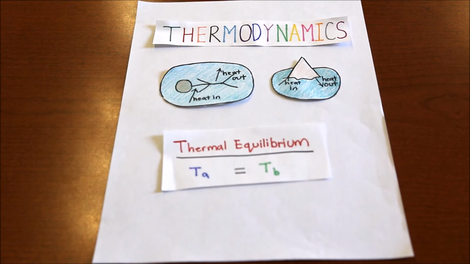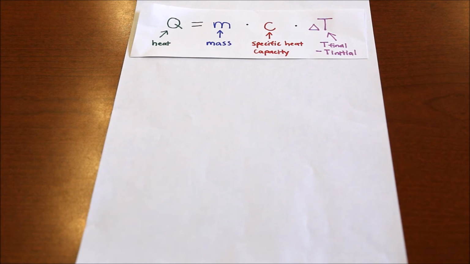At a certain point, the point of interest and its environment will reach a point called thermal equilibrium where the temperatures are the same. Let me introduce you to this equation, Q equals mc delta T. Q is heat, m is the mass of an object, c is the specific heat capacity, and delta T is the change in temperature, or final minus initial. This equation helps you find the required energy to raise or lower a substance to a certain temperature.